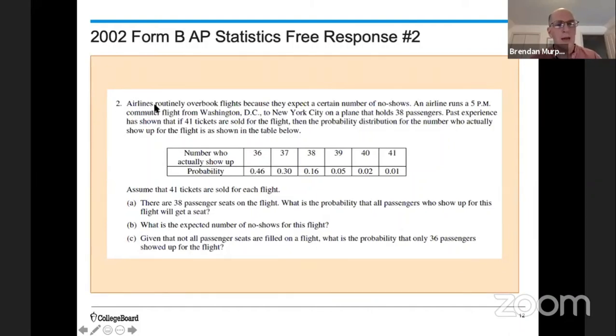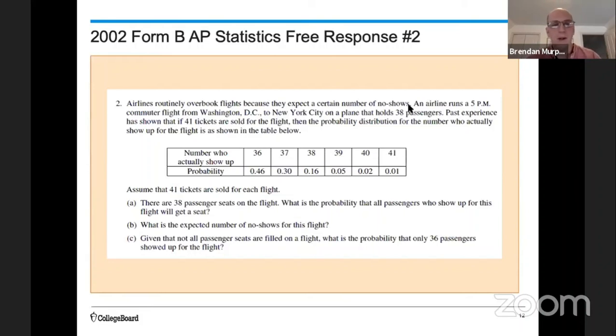Airlines routinely overbook flights because they expect a certain number of no-shows. I haven't flown in a long time and may not fly for a couple months, but I fly a reasonable amount, and many times the airlines oversell and ask for volunteers. My wife and I have taken advantage of that, many times getting money from the airline by voluntarily giving up our seat. If you're ever in that opportunity, sometimes it's a great deal.